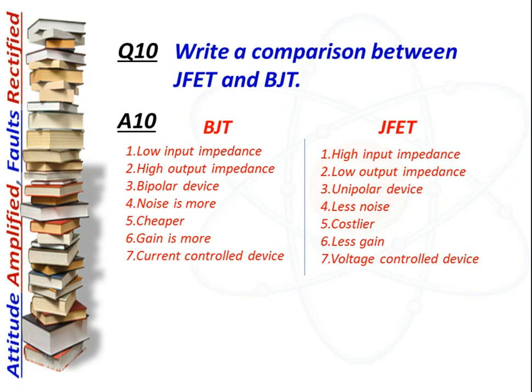BJT has more noise and JFET has less noise. BJT is cheaper than JFET and JFET is costlier. In BJT, gain is more. In JFET, gain is less. BJT is called a current control device, whereas JFET is called a voltage control device.